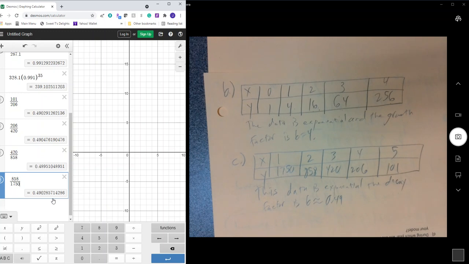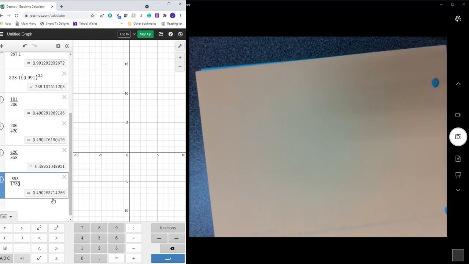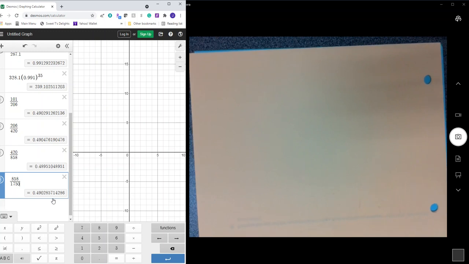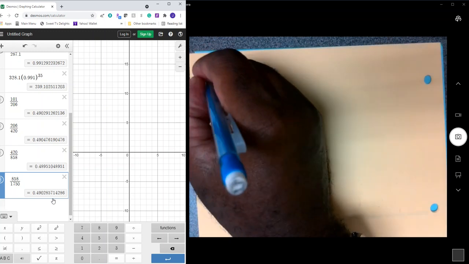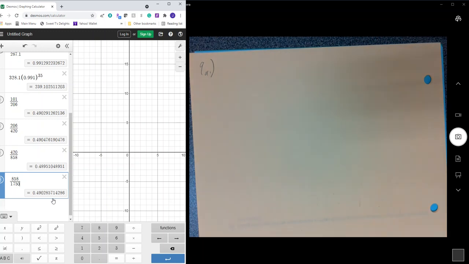Okay, now that took care of 1 and 3. Now we have to move over here to problem number 9 on page 294. Problem number 9 is broken up into parts from A to G. So 9A, it says the population of Fort Myers, Florida from 2010 to 2016 is approximated in the following table. A, does the relationship in the table seem to represent an exponential function?